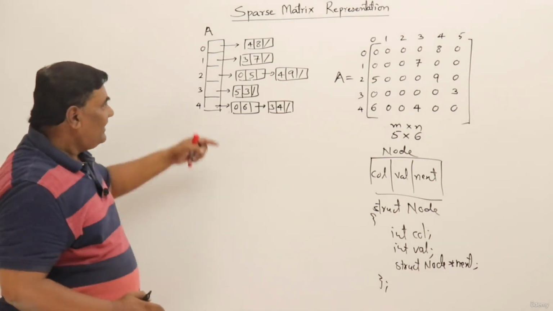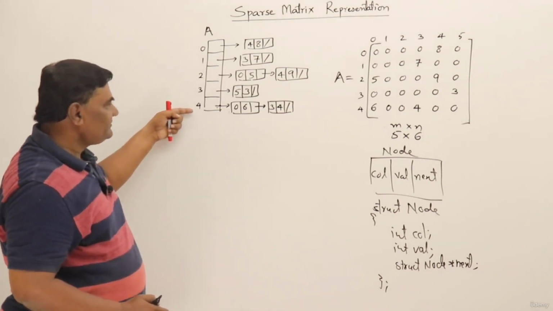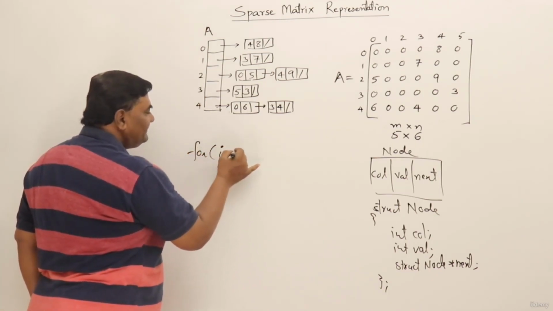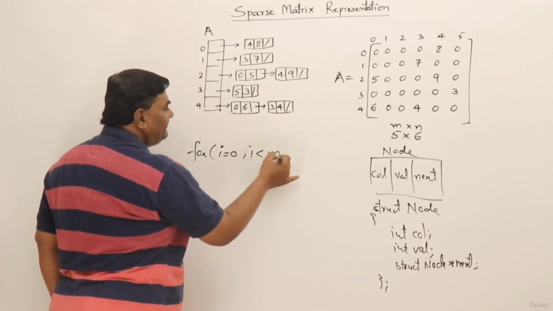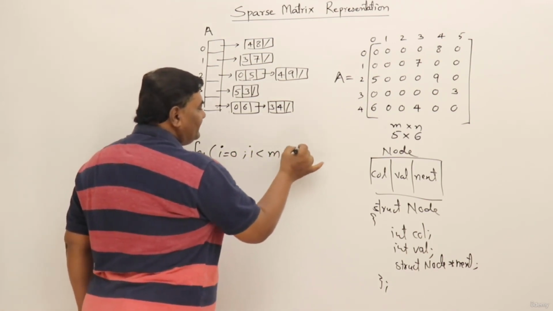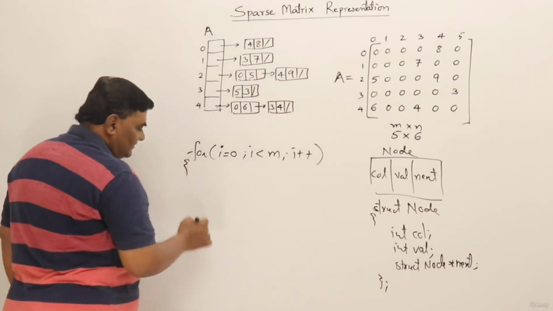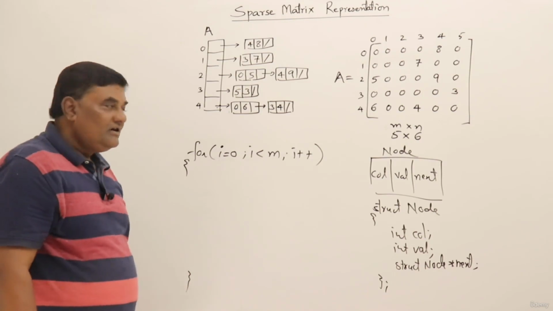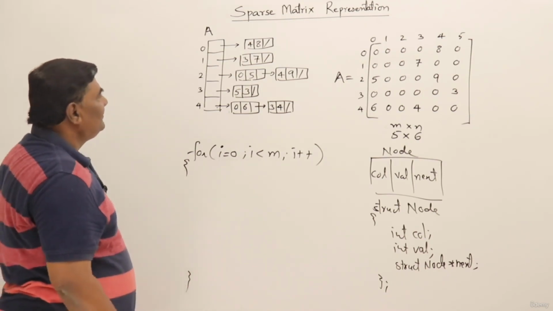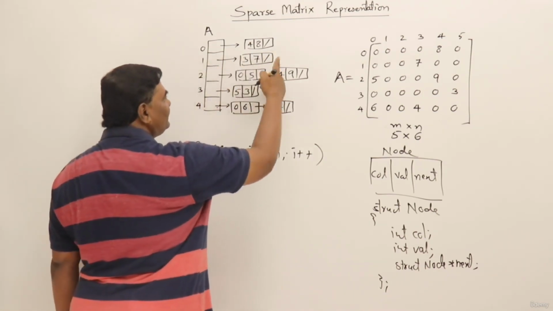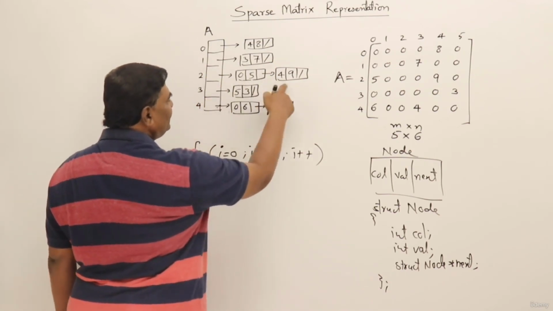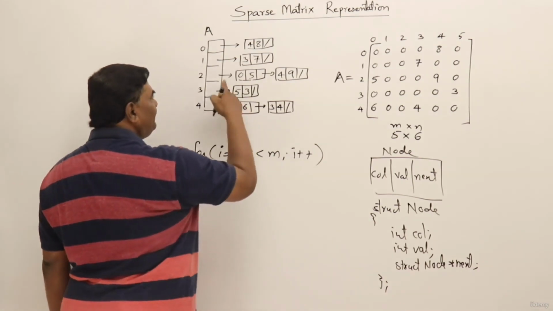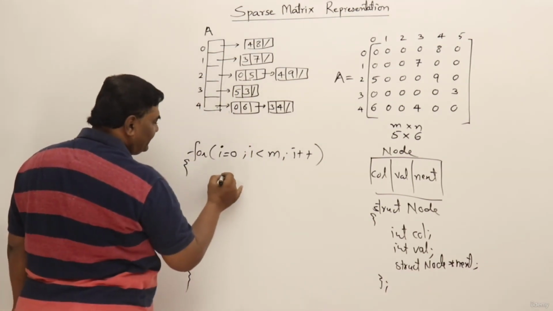So for displaying, I should display all these rows. So for all these rows, for i = 0, i < m, as m rows are there, i++. This loop will cover all the rows. Now in each row, what I should do, I have to scan through a linked list. Let us take this example, it is having more than one node. So scan through this one. So take a pointer at the beginning. So I need a pointer.